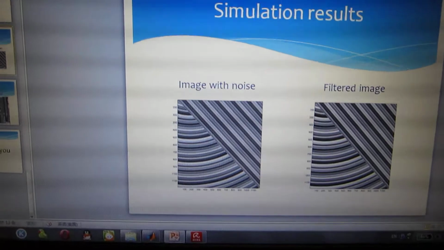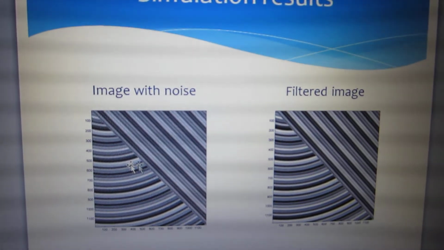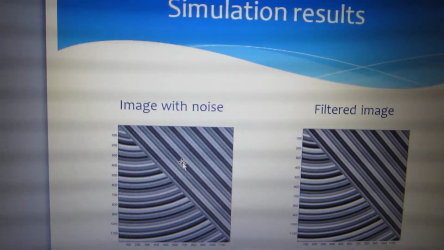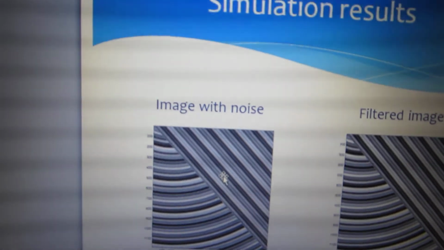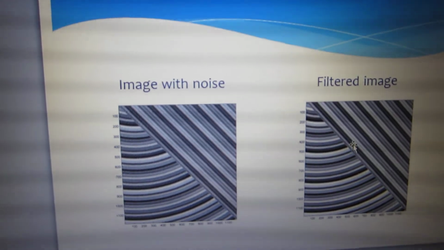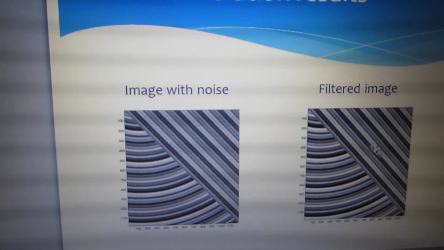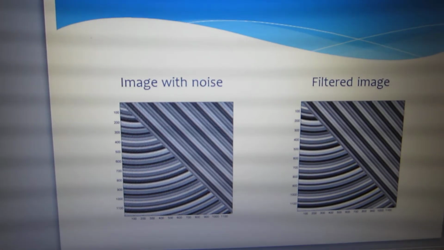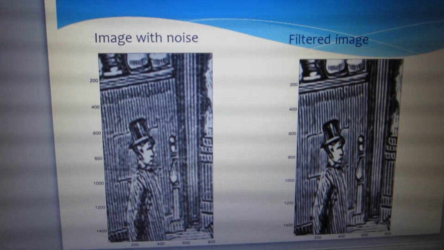I also use this picture to get a result. We can see this picture has linear structures and has a sharp edge along the diagonal. After the filtering, the structural features and the edge are perfectly preserved. This is the result I just showed you. Okay, that's all. Thank you.